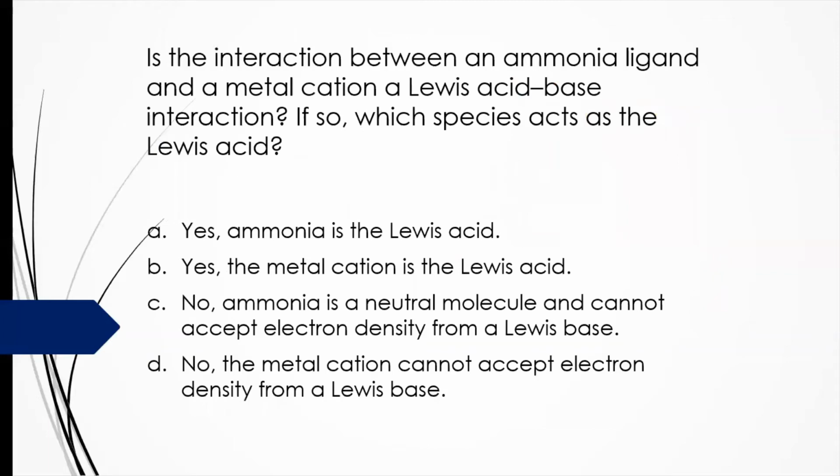So let's think about this. Right now we have ammonia, which is NH3, and it's working with a metal cation. Is this a Lewis acid-base interaction? And if so, which species acts as the Lewis acid? So this is a ligand and this is a metal, and so that is definitely going to be a Lewis acid-base interaction. Now when we think about it, our Lewis acid is going to be the one that accepts the electrons. The one accepting the electrons is going to be our metal cation, and so that's going to be our Lewis acid. So we're looking for B.